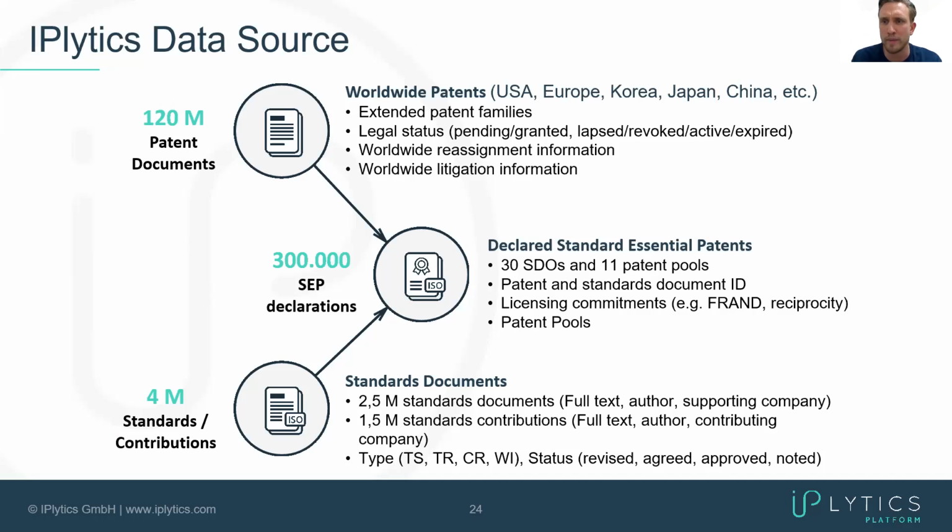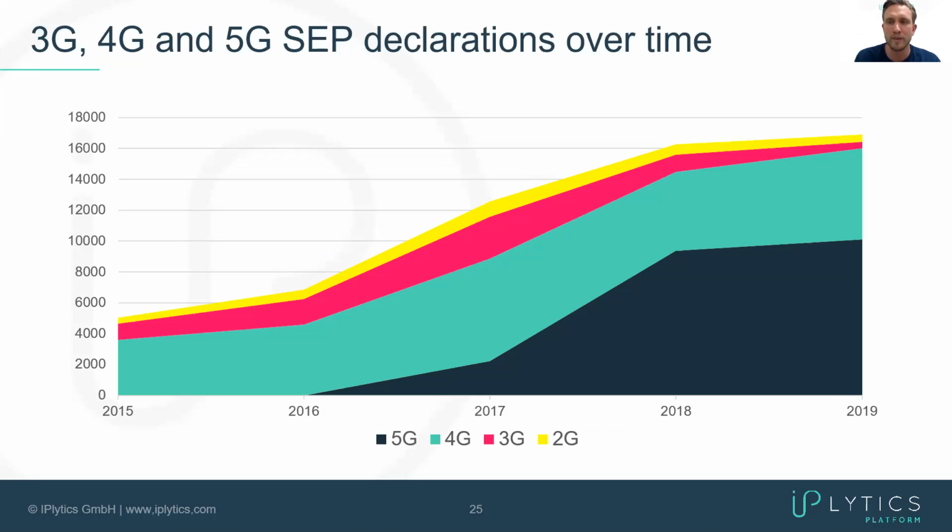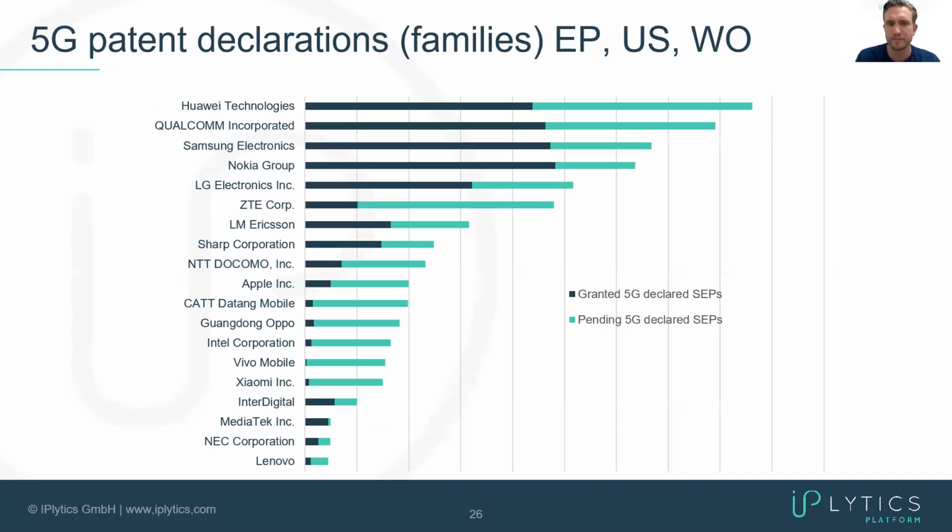Not to talk too much about us here, but I'll give you some statistics of the data that we pull together. Here, for example, the different generations of 3G, 4G, 5G declared standard essential patents over time. And you see, as I told you already, as the technology becomes more complex and is evolving continuously over time, also the number of patents is stacking up and accumulating over time.